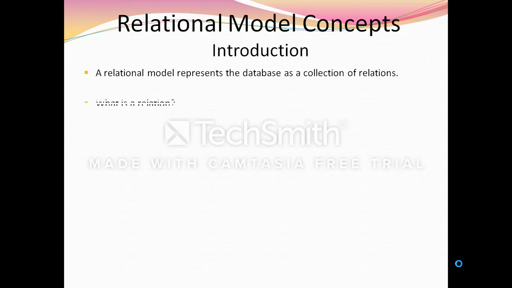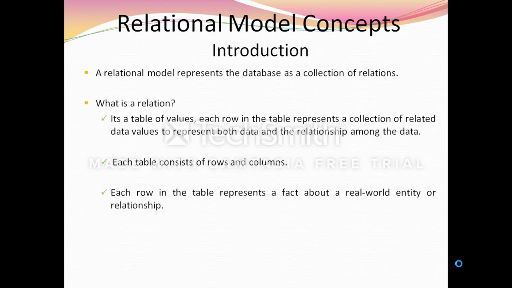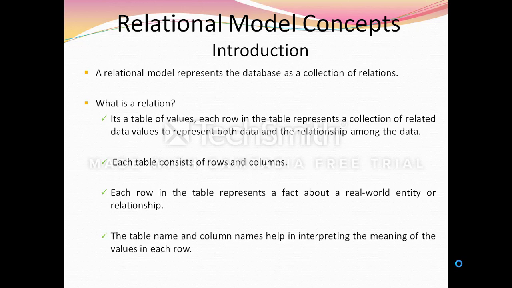Then what is a relation? A relation is a table of values where each row in the table represents a collection of related data values that represent both data and relationship among them. In simple words, a relation or a table consists of rows and columns, where each row in the table represents a fact about real world entity or a relationship. The table name and attribute names help in interpreting the meaning of the values in each row.